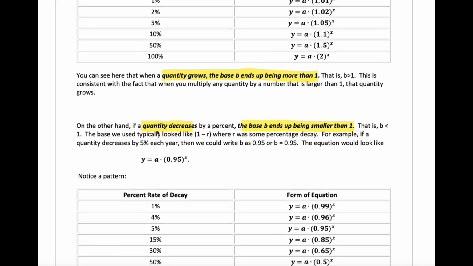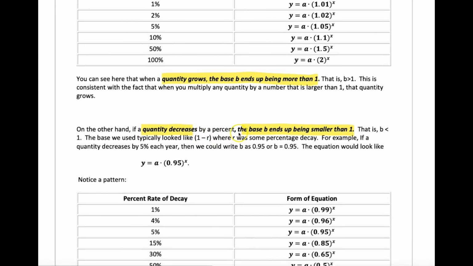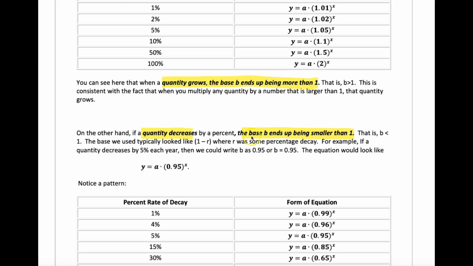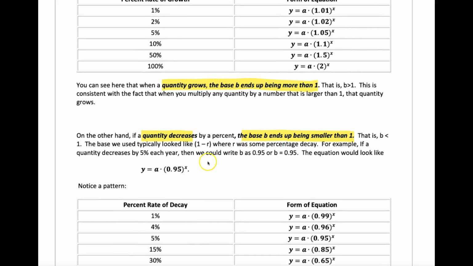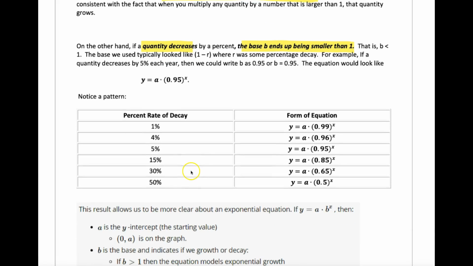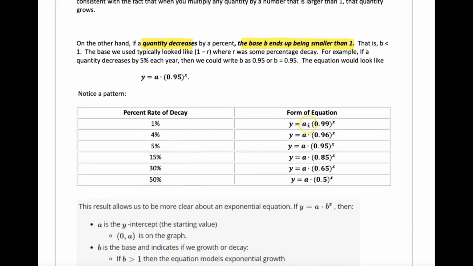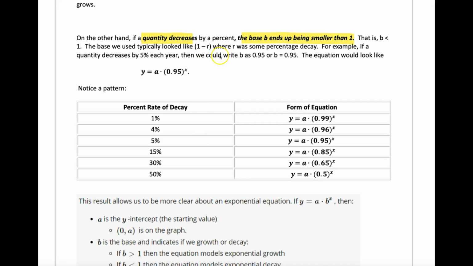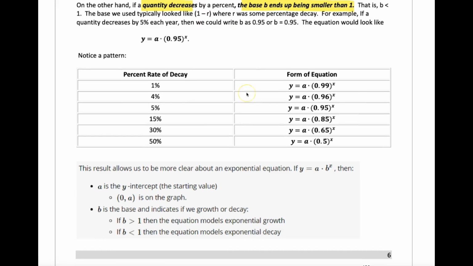Now, if you have quantity decreasing, we have a decay. The values are decreasing by some percent. You do 1 minus the rate of decay or percentage decay. So you can take a look at the values here. Whatever your starting value is times some base value raised to the power of x, and that base value is going to be determined by 1 minus r, where r is your percent decrease.